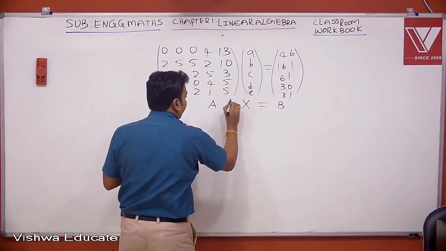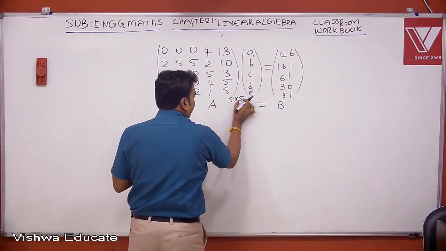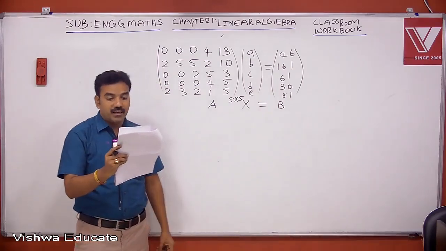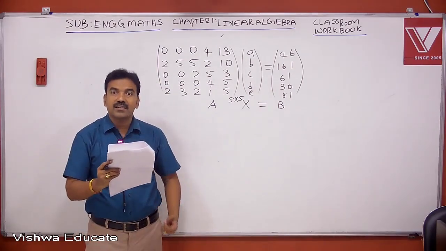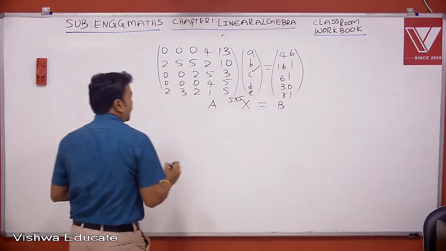Now here what is the size of A? This is 5 by 5. That means there are 5 equations in 5 variables. Now what we need to find? The value of C rounded off to the nearest integer. So we need to find this variable C.